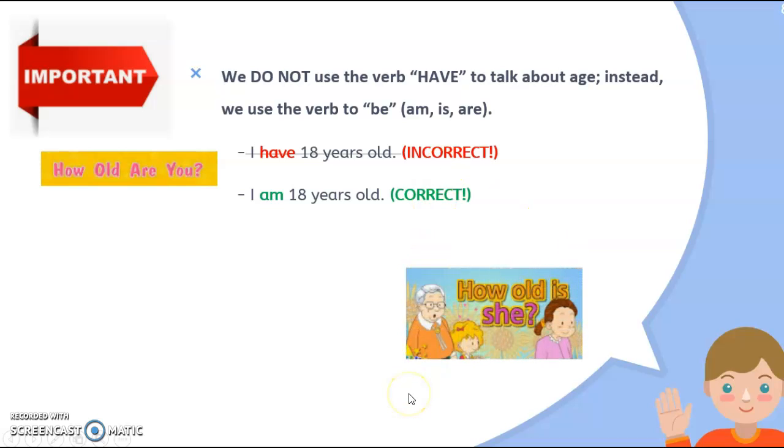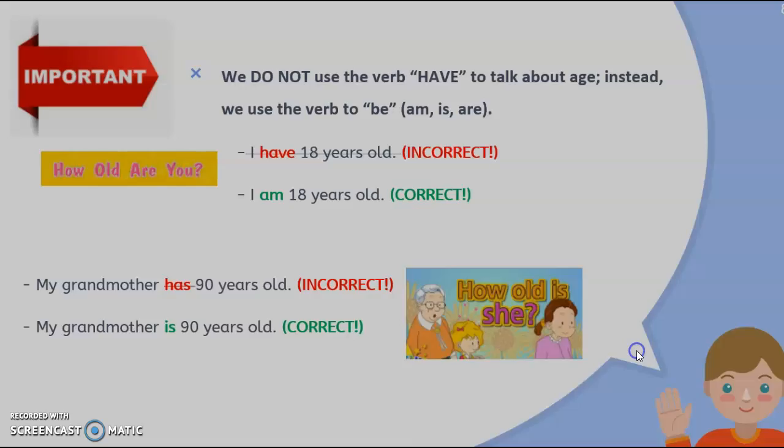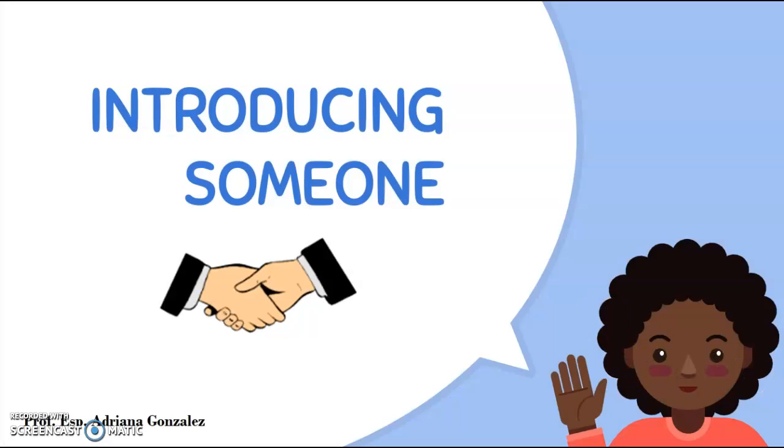All right. So if someone asks, how old is she? My grandmother has 90 years old. This would be incorrect. The correct one would be, my grandmother is 90 years old. Right? Okay, so that would be it. We'll continue with a second part of this video in an upcoming one.